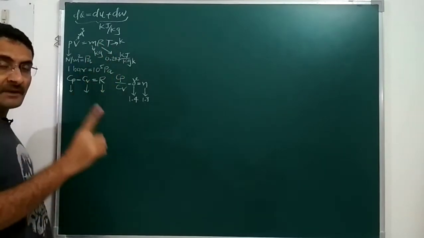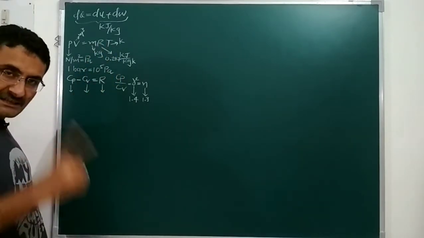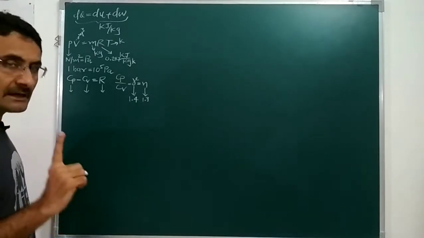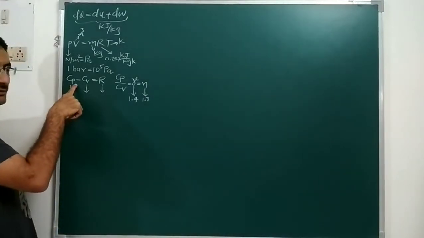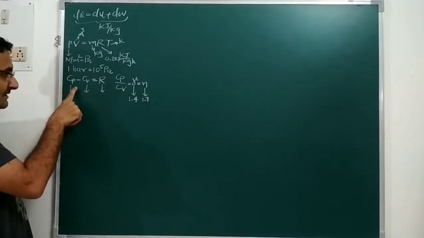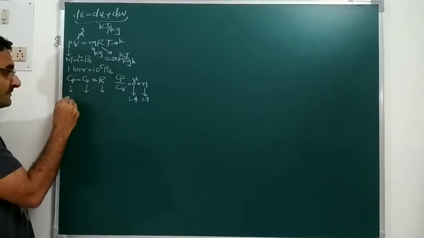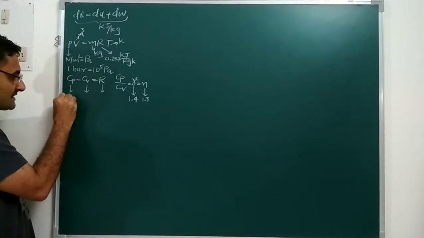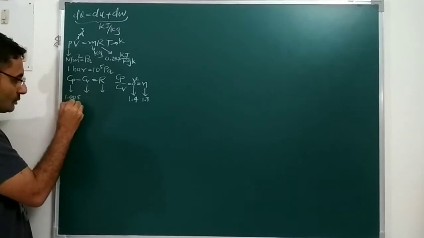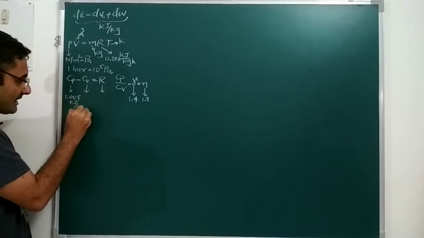That means in short all pressures must be in Pascal and all temperatures must be in Kelvin, then only you will get the correct answer. Now Cp means what? Specific heat at constant pressure. If the value of specific heat at constant pressure is not given to you, you have to consider its value as 1.005 kilojoule per kg Kelvin.